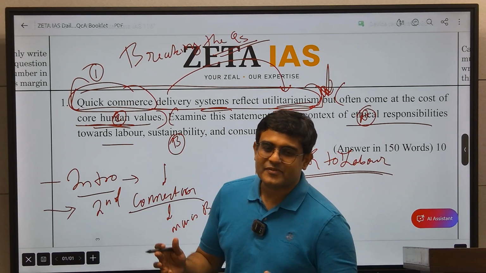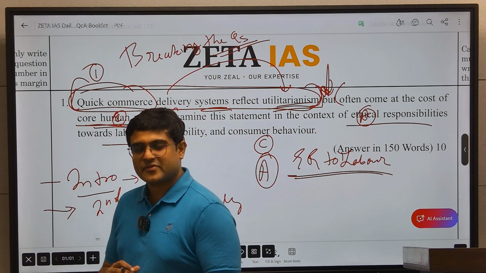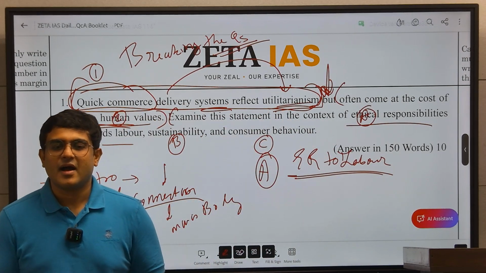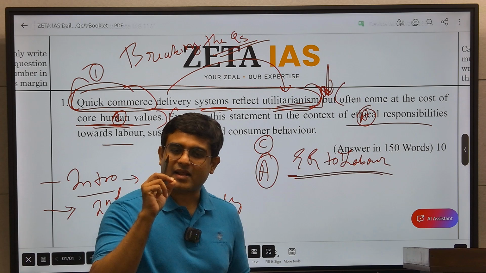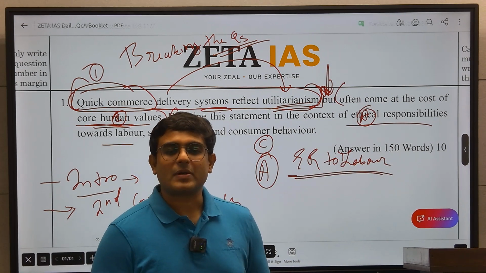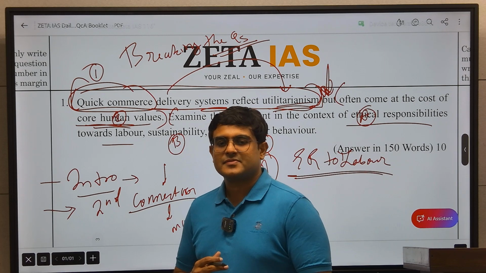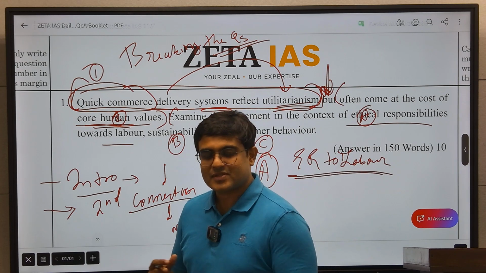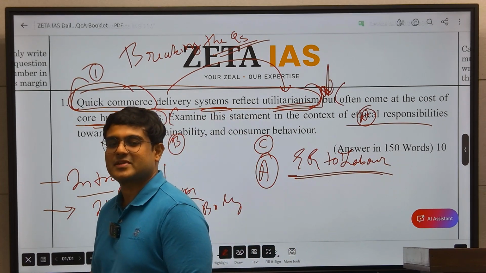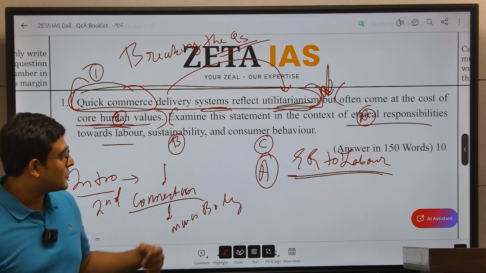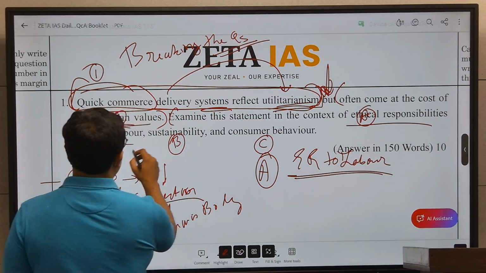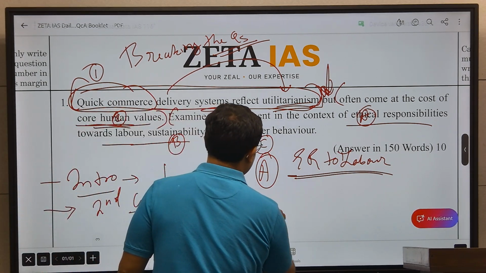You read the interviews or watch on YouTube of several of these delivery partners, how they are being treated as mere animals. What about the ethical responsibility towards them? So this is the ethical responsibility towards labor. Now come to the next variable, sustainability.